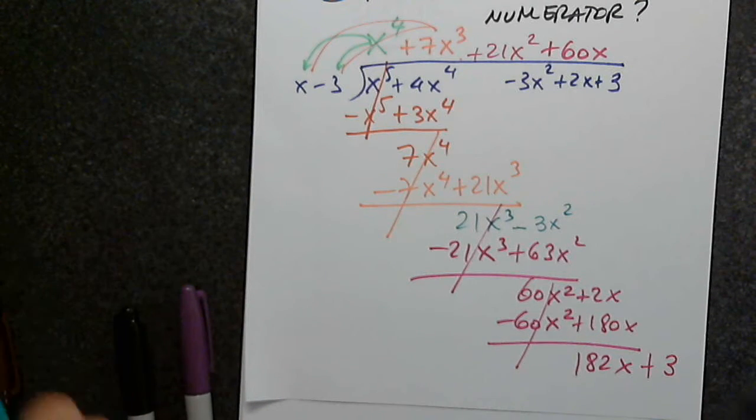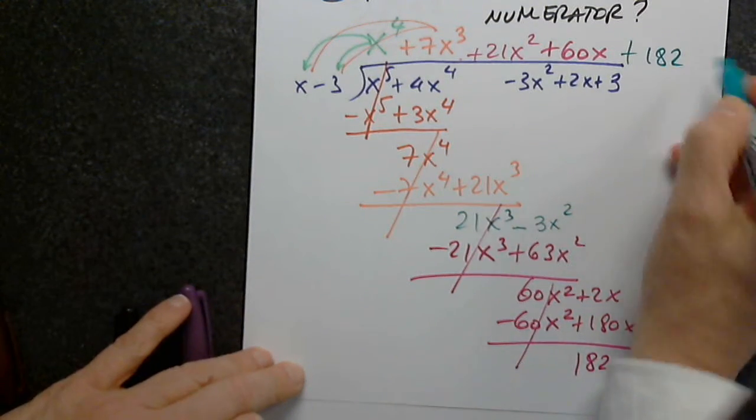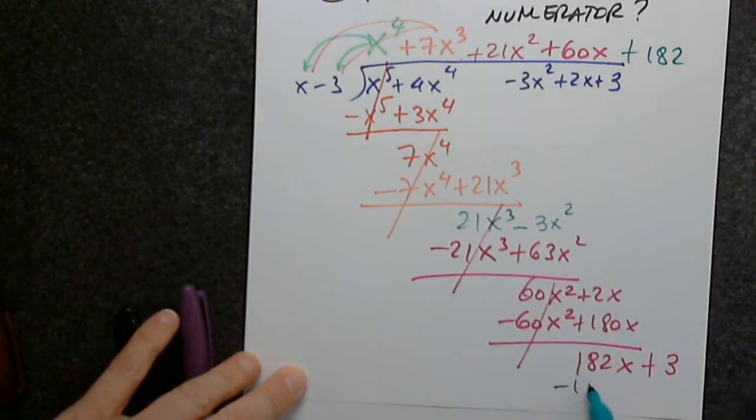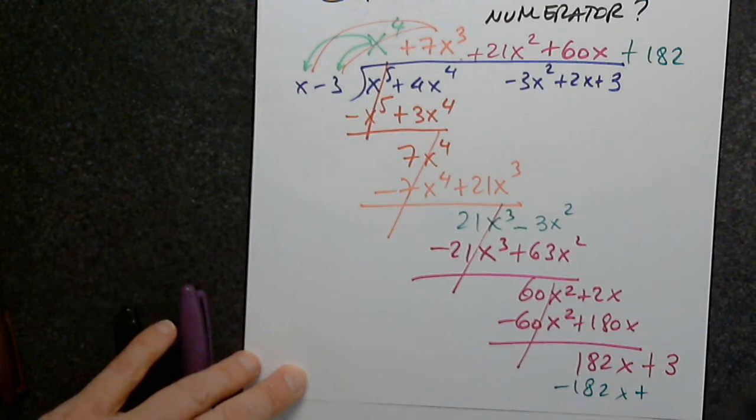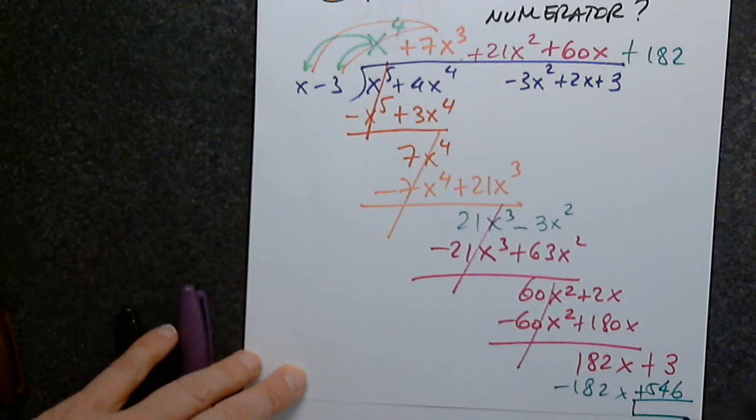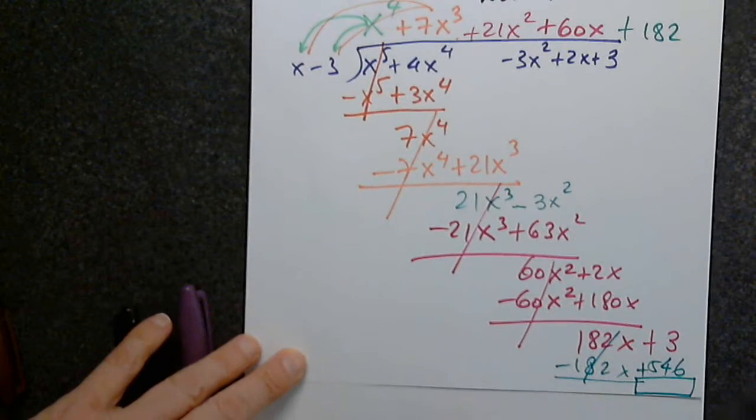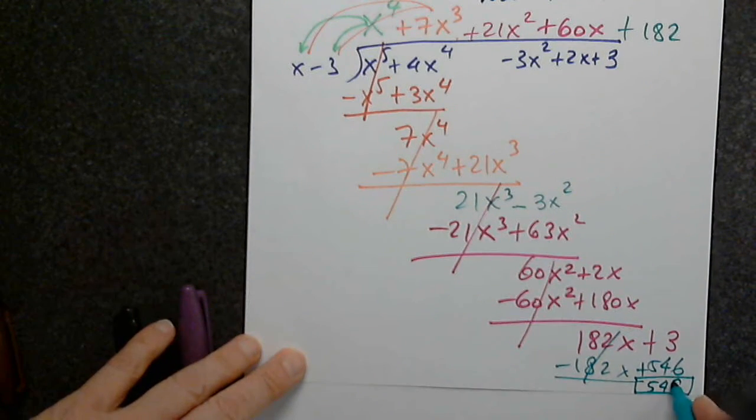And the answer is positive 182, so negative 182x, and this is minus but plus. 4 and 2, 5. What do I box in? Box in 549.